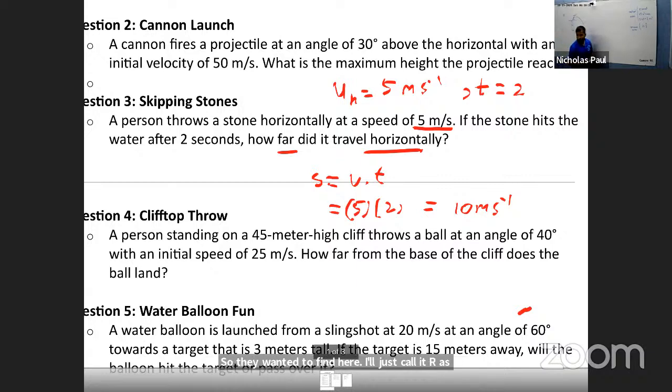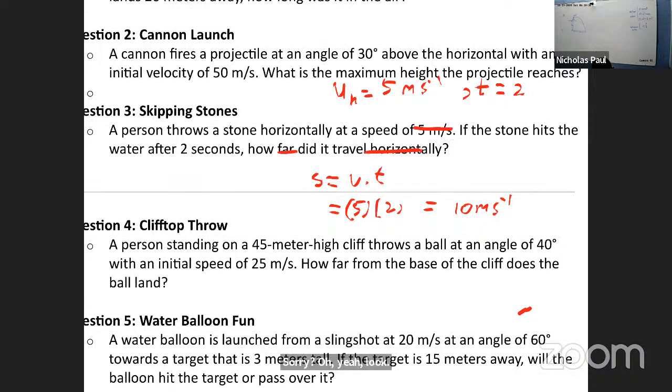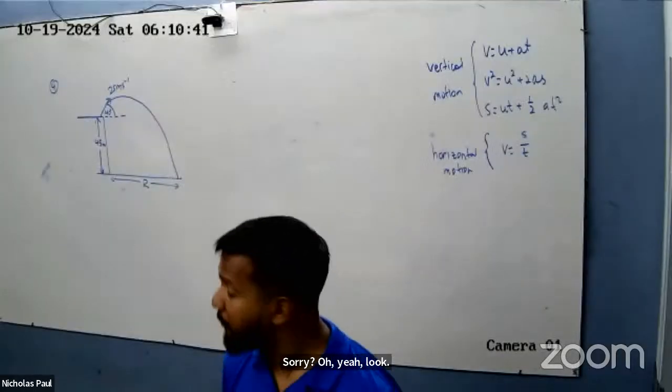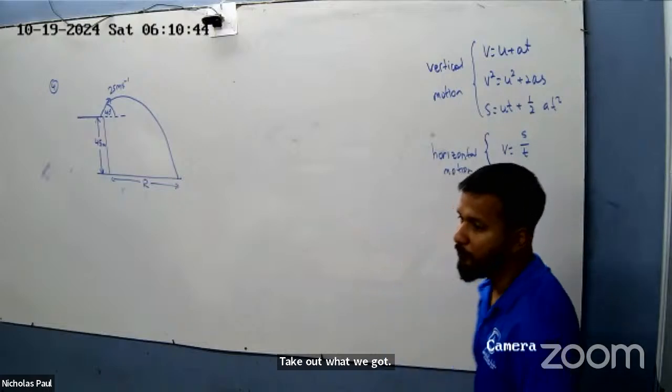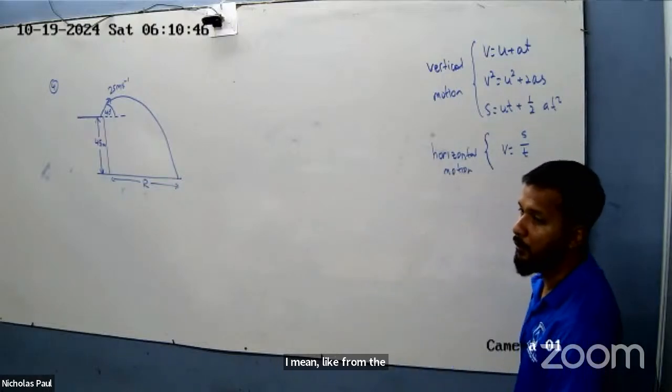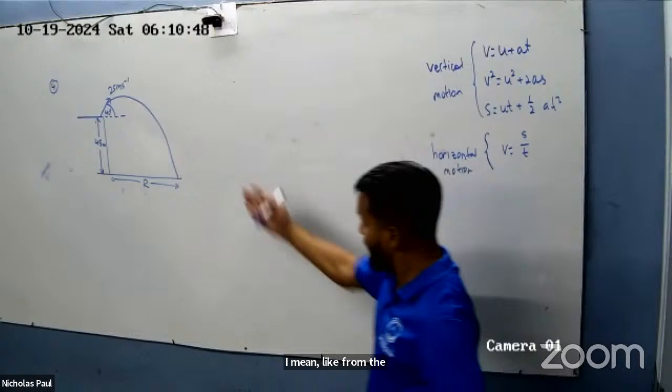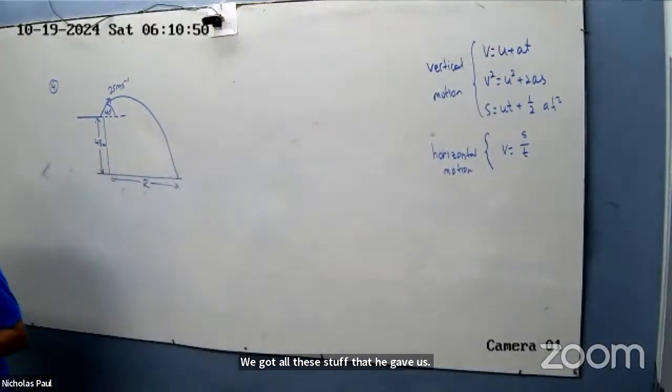Take out what we have now. Take out all the stuff that they give us, from what they give in the question. Right, well, look at here. A is negative 9.8.